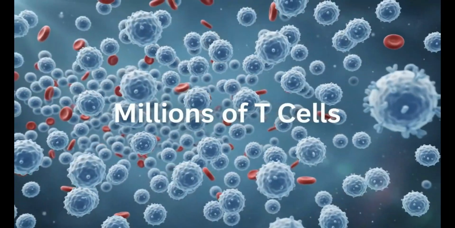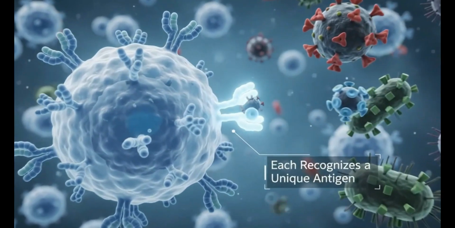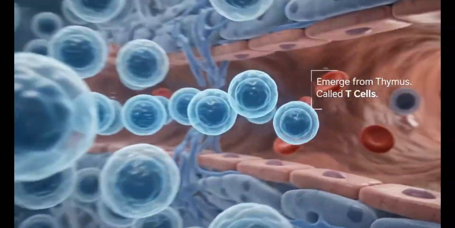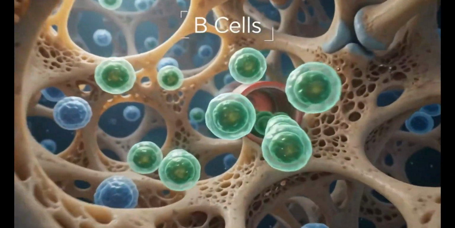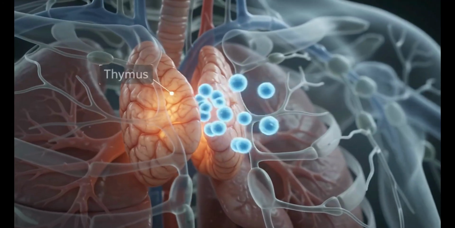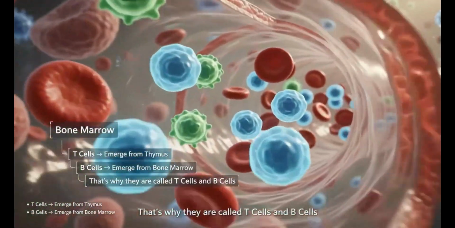Millions of T cells circulate in the body, and each recognizes a unique antigen through its T cell receptor. T cells mature in the thymus. B cells mature in the bone marrow. That's why these are called T cells and B cells.